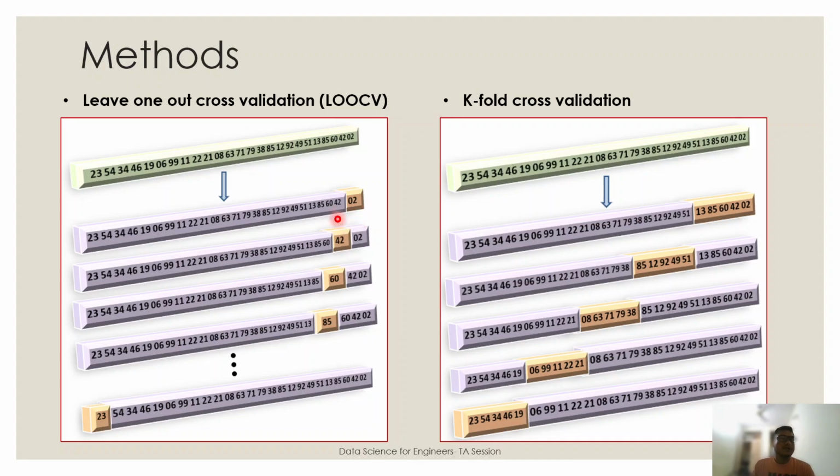Then again, you leave this particular 42 out, and then 60, and at the end 23. Like that, you will train your model n times.